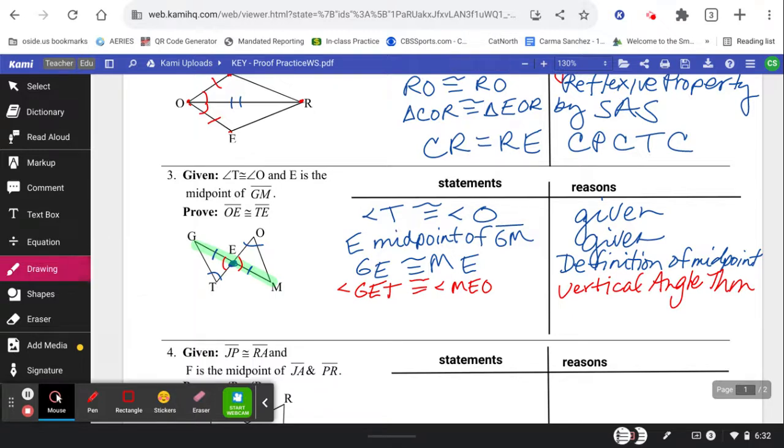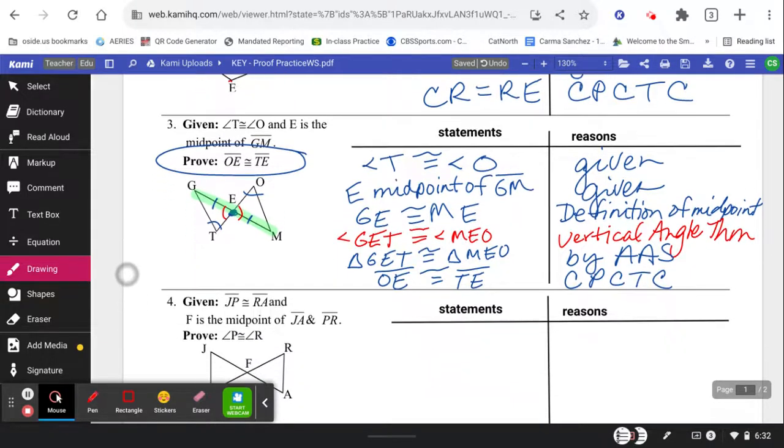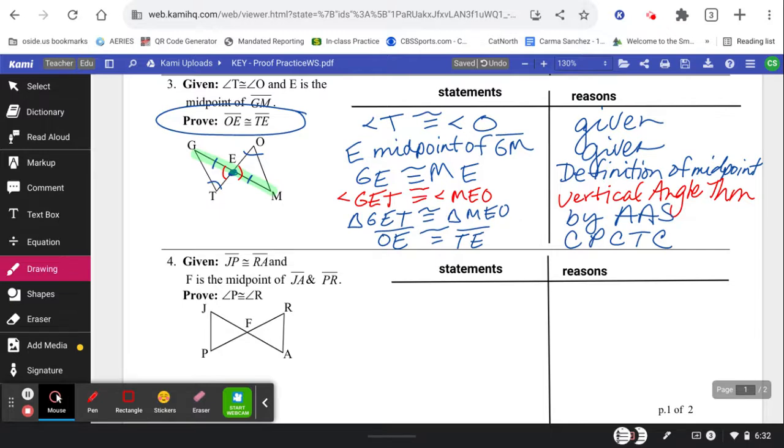So I'm going to go back to my triangle statement. Triangle GET is congruent to triangle MEO by angle, angle, side. Now that the triangles are congruent, I can say that any of their parts are congruent. So I can say that OE is congruent to TE. Corresponding parts of congruent triangles are congruent. CPCTC. Okay, how'd you do on that one? How far'd you get? Pause the video, try the next one. Each time you're trying to get a little bit further.